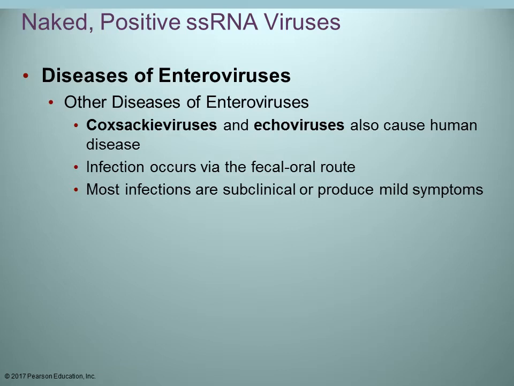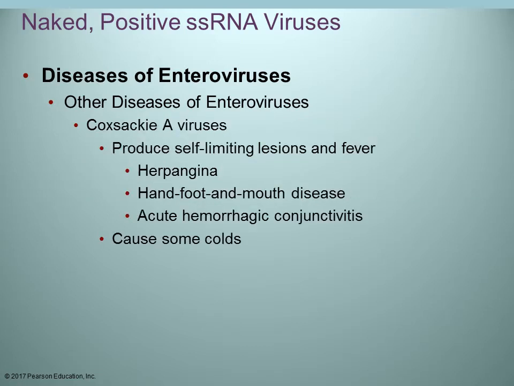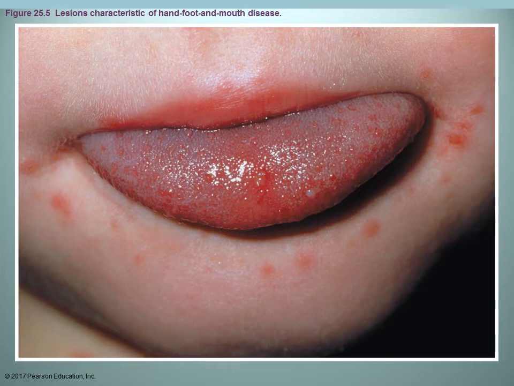Other diseases of enteroviruses, you've got the Coxsackieviruses and the echoviruses. The infection is by the fecal-oral route. Most of the time the infections are going to produce very mild symptoms, if any at all. Coxsackie can produce some lesions and fever. It's often referred to as hand, foot, and mouth disease. It can cause some colds, some conjunctivitis, which is like pink eye. Here is hand, foot, and mouth disease.